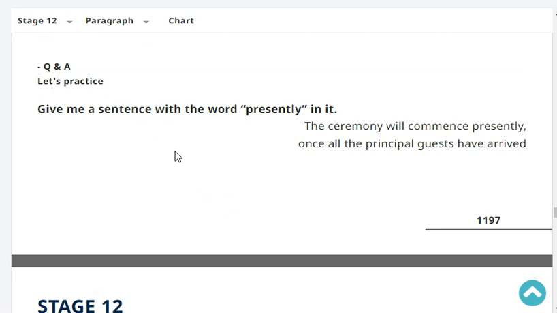Okay, give me a sentence with the word presently in it, please. The ceremony will presently commence once all the principal guests have arrived. Very good.